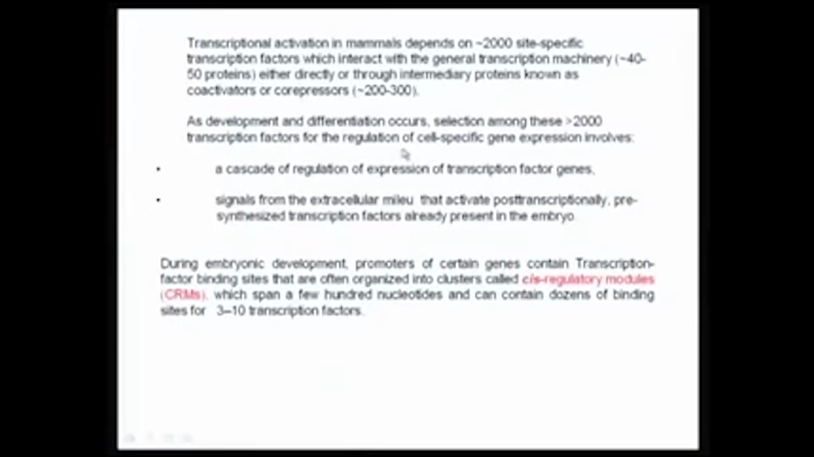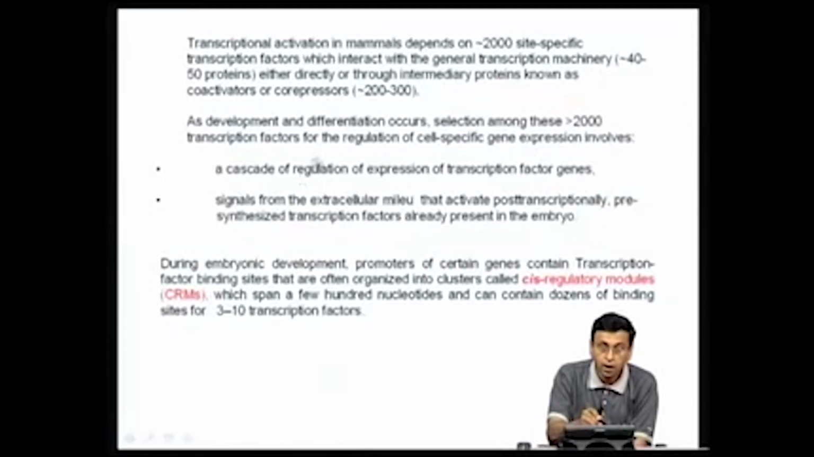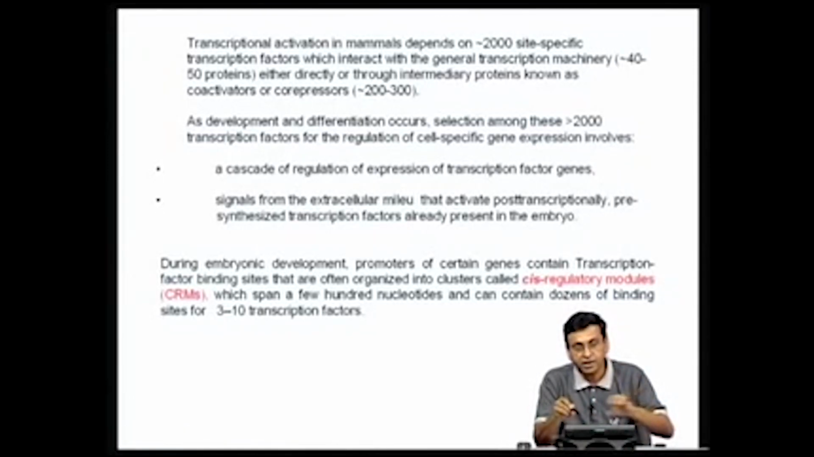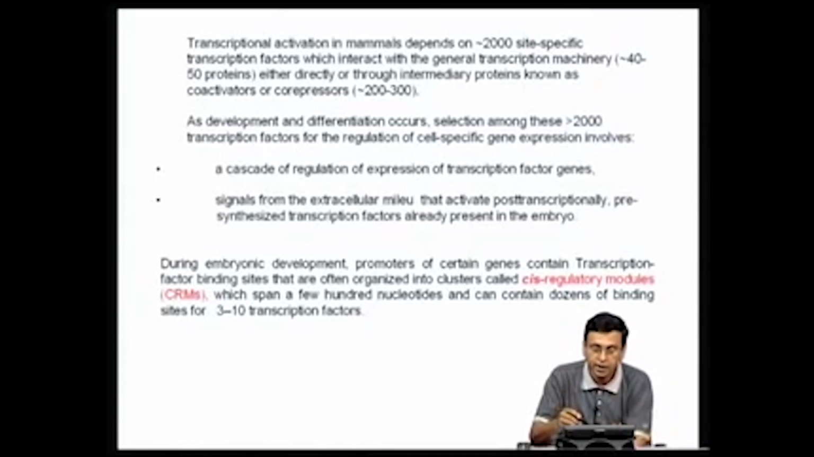Coming back to this point, as development and differentiation proceed, selection among these more than 2000 transcription factors ensues, leading to the regulation of cell specific gene expression. There are more than 2000 transcription factors, each of which is selected at different time points during development or in the adult stage, and the combination of these transcription factors then goes and activates the transcription of specific genes.